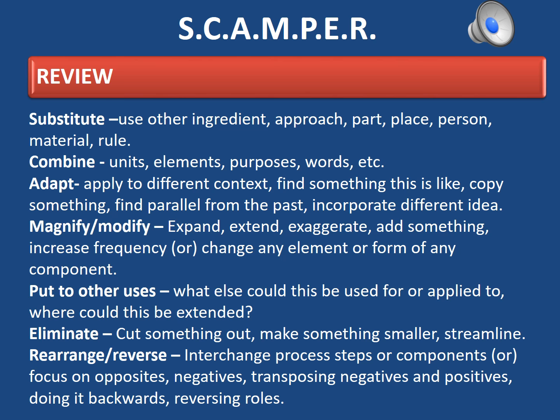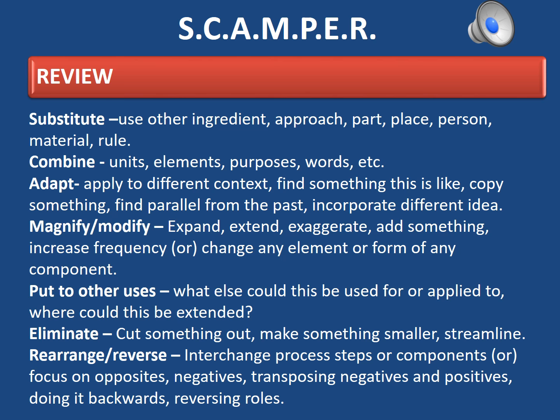The SCAMPER process starts with substitute, in which you can use other ingredients, approaches, parts, places, people, materials, or rules. You can also look to combine. You can combine units, elements, purposes, words, or anything else. Adapt. You can apply to different contexts. Find something that your idea is like, copy something, find a parallel from the past, or incorporate different ideas.